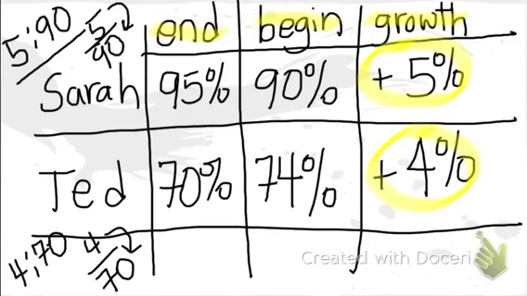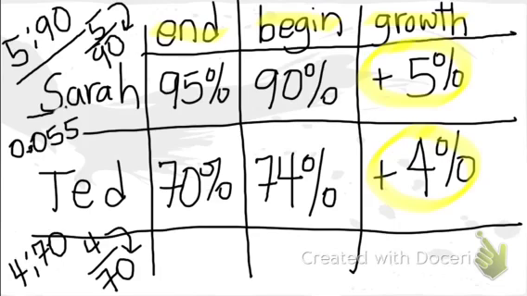Doing that math, we find that 5 divided by 90 gives us a decimal of 0.055, with the 5 continually repeating. That would be Sarah.